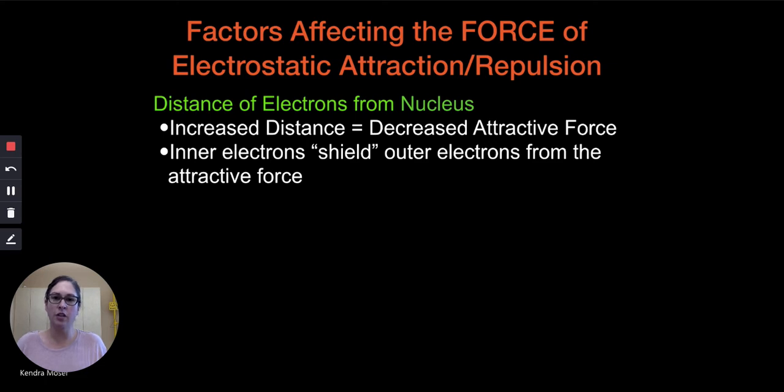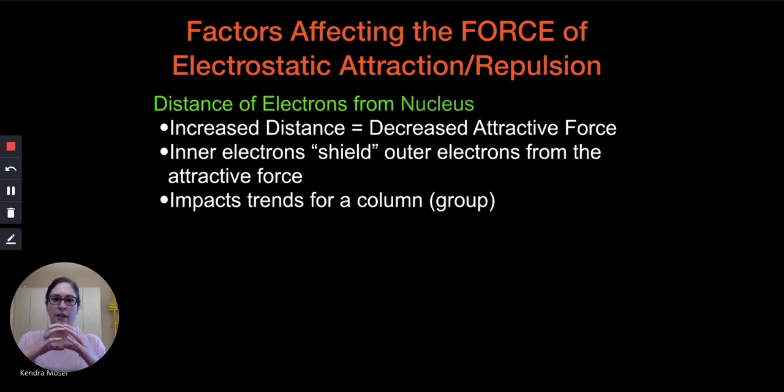Inner electrons also are going to shield those outer electrons from that attractive force. So the ones on the inside are spending more time with the nucleus, with more attractive interactions with that nucleus. And that impacts the trends that we see for a column. As you move down the periodic table, the first row is the first energy level, and those are going to be electrons that would be the closest. As we continue to move down the periodic table to that seventh row, those electrons in the very outermost level of that seventh row are the furthest away from the nucleus.